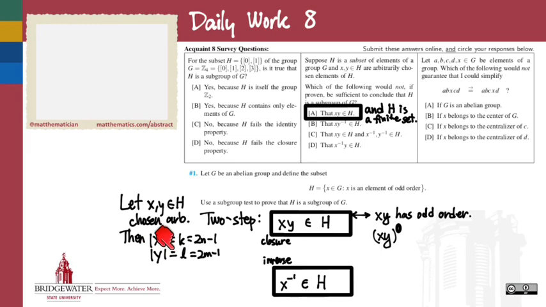let's be super concrete about this. Let's suppose x has order 3 and y has order 5. Okay. What could I raise x times y to? What power could I take of it that I know is going to get me back to the identity?